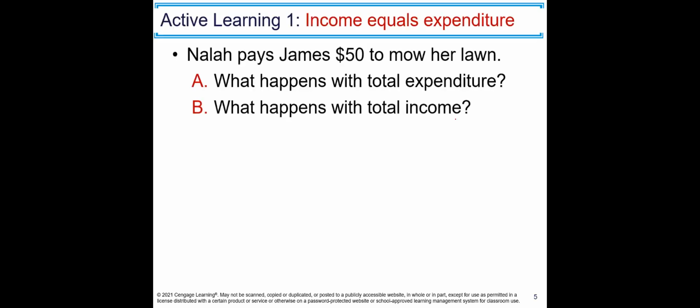Now let's see this example. Nala pays James $50 to mow her lawn. What happens with total expenditure? Total expenditure is going to increase by $50. Why? Nala's spending is increasing by $50. What happens with total income? This expenditure is an income for James. Therefore, total income also increases by $50.